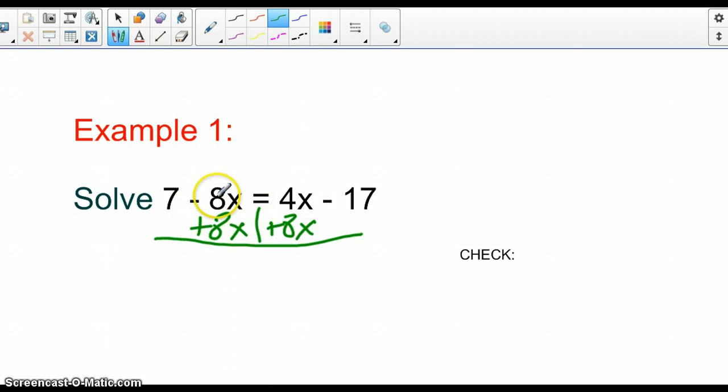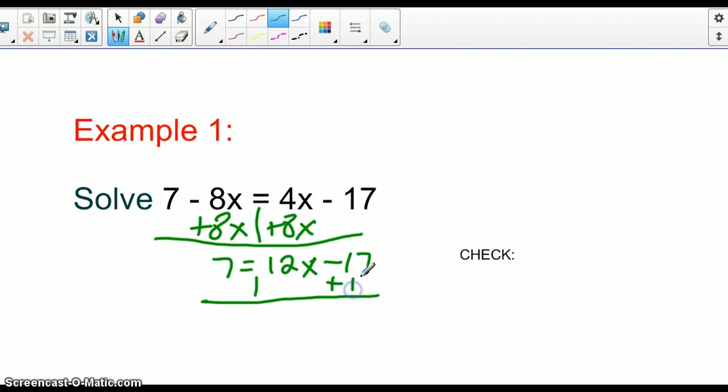So when you put these together, negative 8x and positive 8x, that gives you 0. So on the left side, all we have is 7. Then on the right, you've got 4x and 8x. That gives us 12x. We still have our minus 17. Now we've got a two-step equation. Variables on one side, now we want to get it by itself. So we've got to work to get rid of this over here.